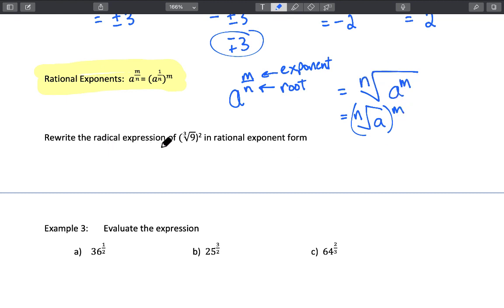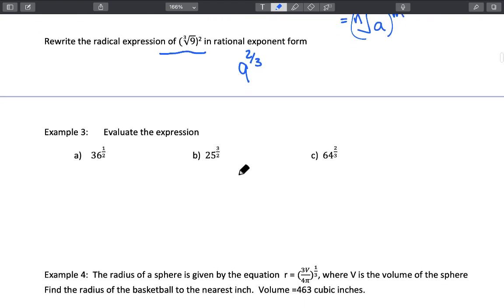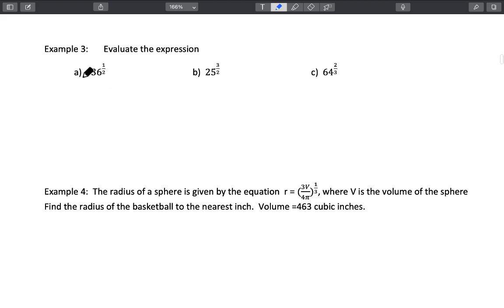So to rewrite this radical expression, the cube root of 9 squared, in rational exponent form, it would look like 9 to the 2/3. Remember, the 2 is my exponent, it's my power, and that denominator 3 is my radical. Let's practice evaluating each of these expressions. I have 36 to the 1/2, so that means I am going to take the square root of 36. Whenever you see that 1/2 exponent, this is really just the square root. All right, square root of 36 is just equal to positive 6.